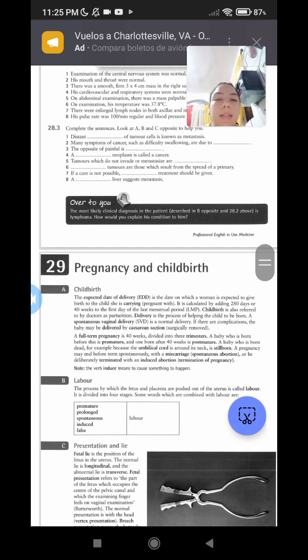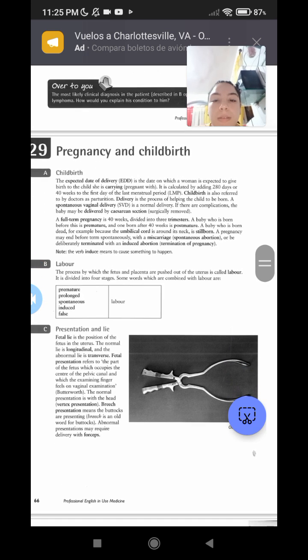Chapter 29. Pregnancy and childbirth. Childbirth: the expected day of delivery is the EDD. It is the day on which a woman is expected to give birth to the child she is carrying. It is calculated by adding 280 days, or 40 weeks, to the first day of the last menstrual period, LMP.